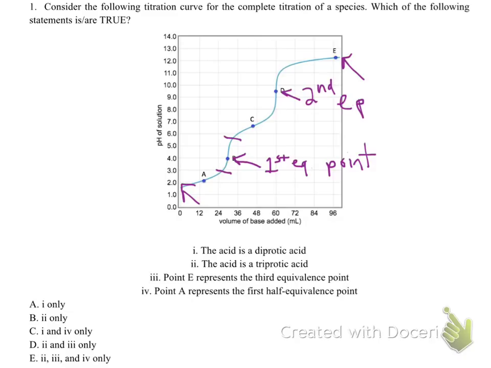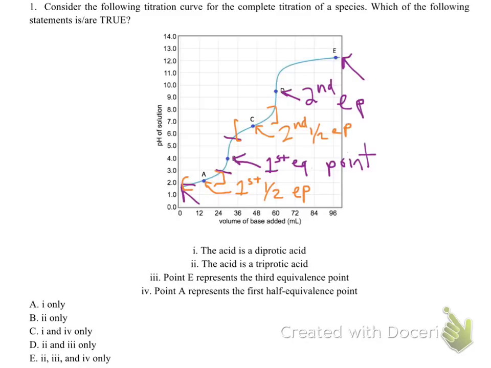Landmark number two is going to be if we look at these buffer zones. So for example, the regions where the pH does not change that appreciably. Remember, that's where things are buffered. If we look for the halfway point there, we get our first half equivalence point. And there's another buffer zone up here. That's going to represent our second half equivalence point.